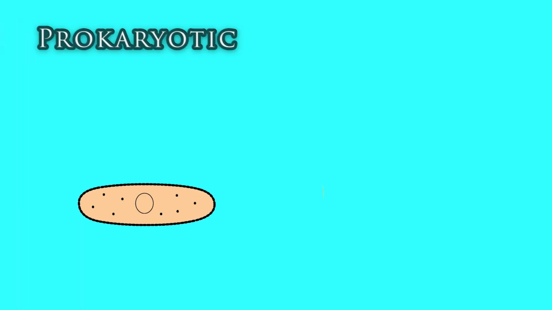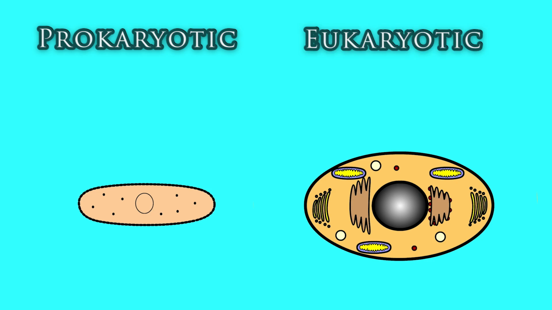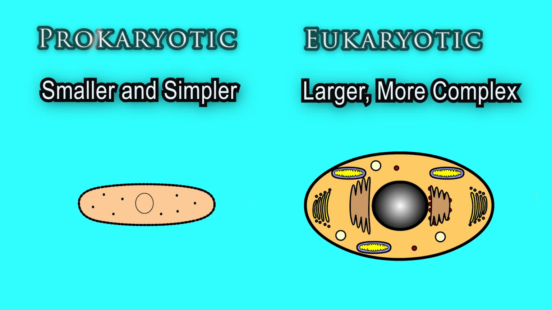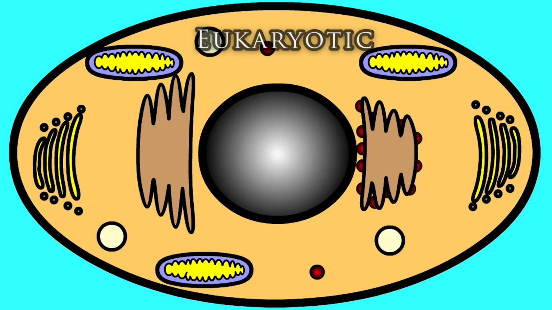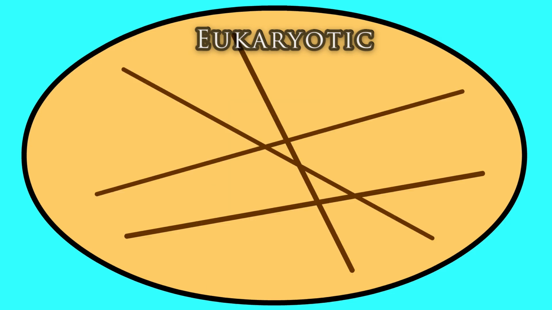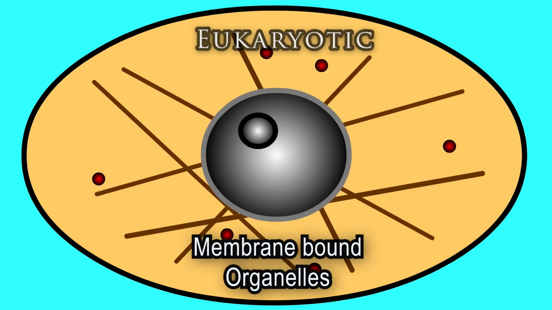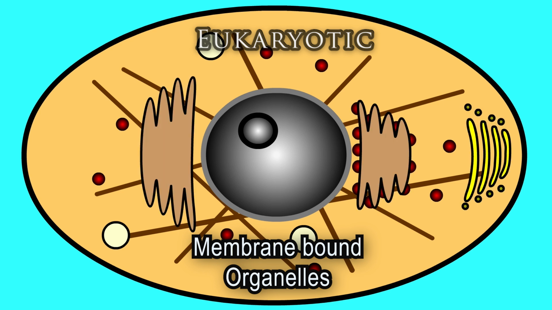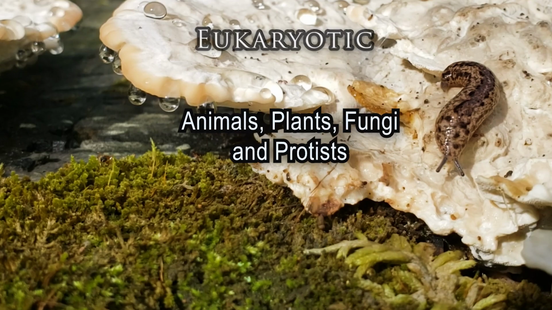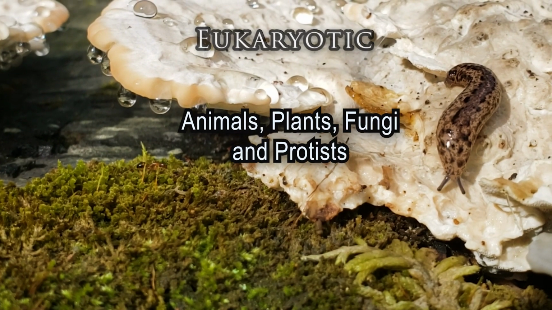In this wild, wacky, crazy, mixed-up world of ours, there's basically two kinds of cells, prokaryotic and eukaryotic. Prokaryotic cells are much smaller and simpler than eukaryotic cells. Eukaryotic cells are more complex. Eukaryotic cells keep their DNA in a structure called a nucleus, just for protection. Along with the nucleus, eukaryotic cells have other membrane-bound structures called organelles. Organelles are like the little organs of a cell. Animals, plants, fungi, and protists are all eukaryotic.